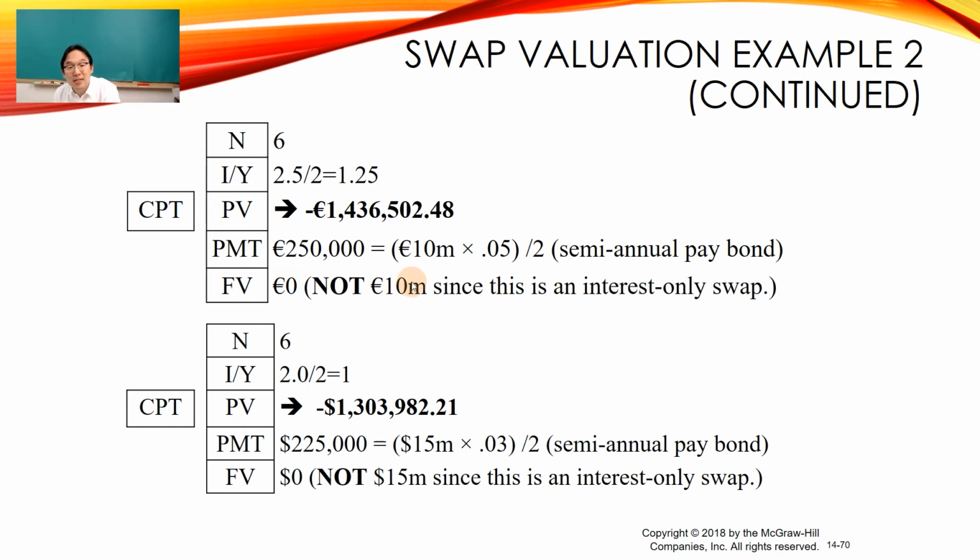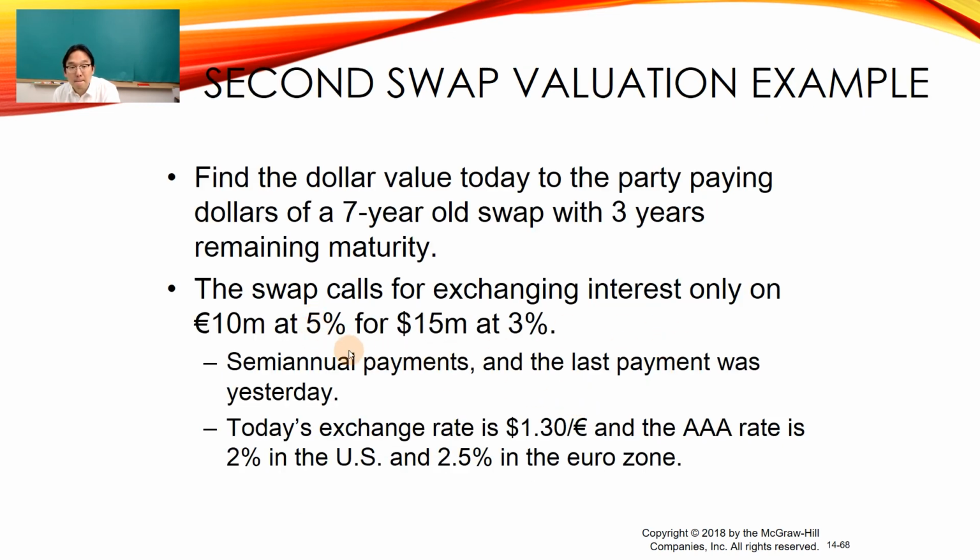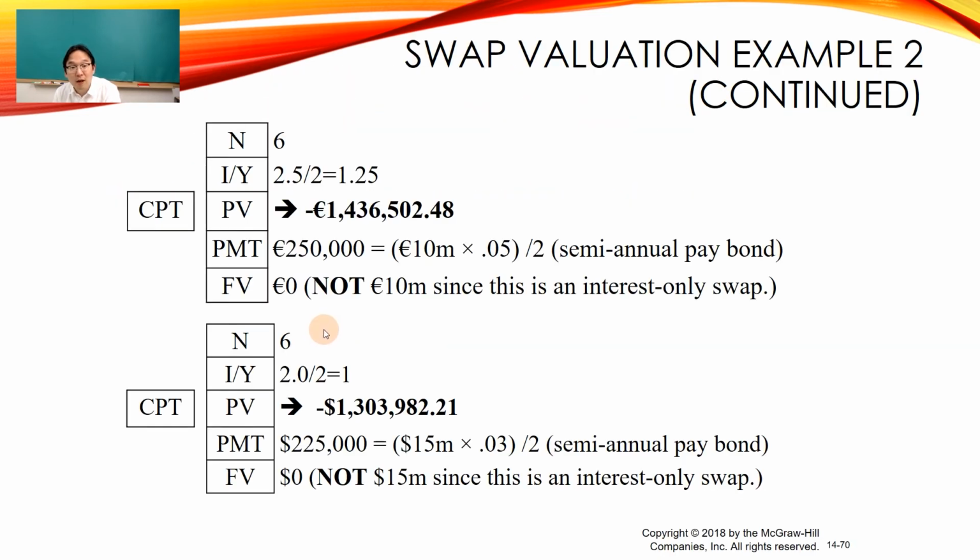Anyway, so payment 250,000. Okay, because that's 5% rate divided by 2 and then applying it to the notional principal of 10 million euros. If you go back over here, 10 million euro at 5%, so divide this by 2. That's 2.5%, and 250,000 euro is your payment. Now, how about the face value of your bond? 0, because this swap does not involve your principal payment. It's all about just an interest swap, right? Interest only swap. So 0.